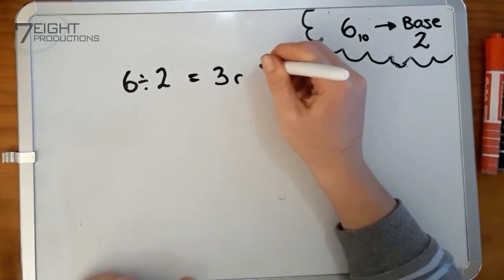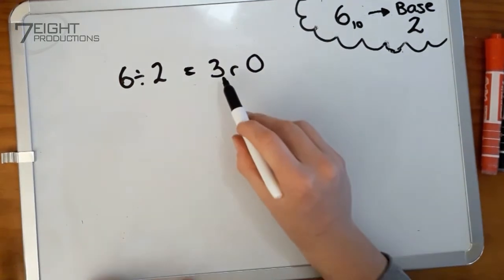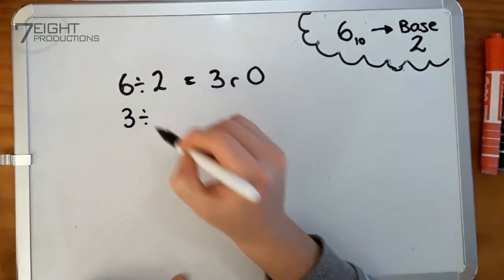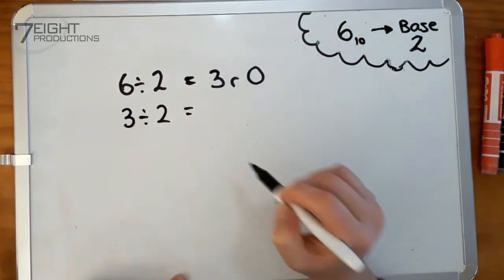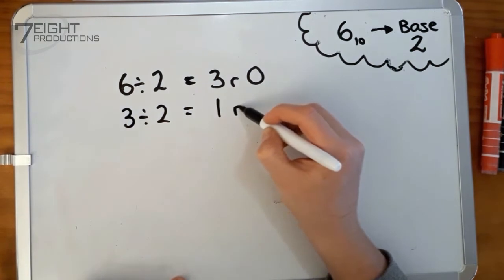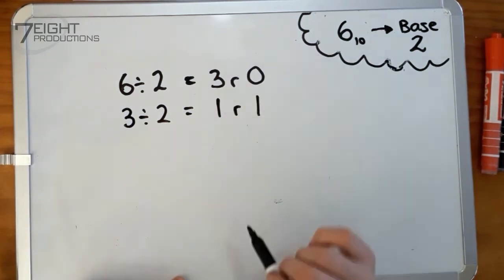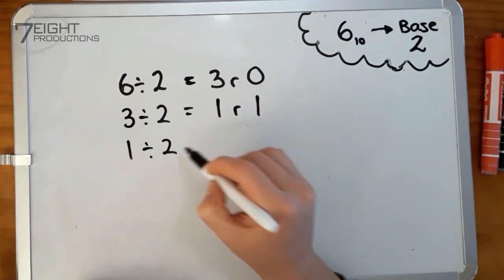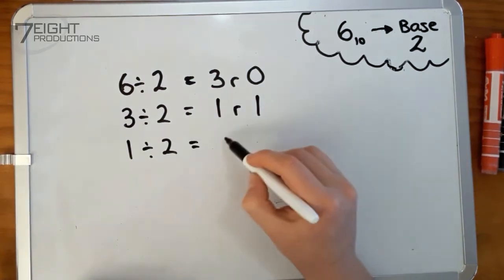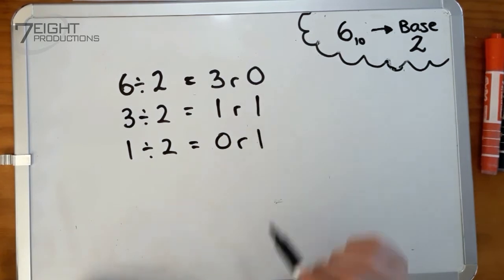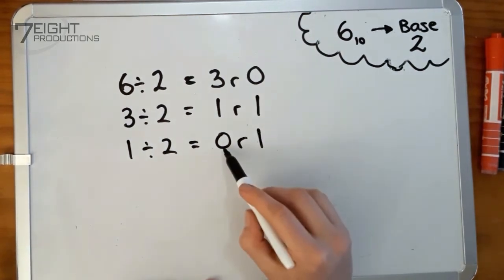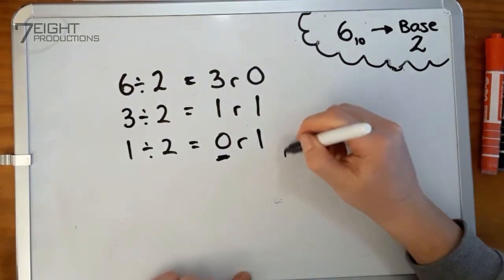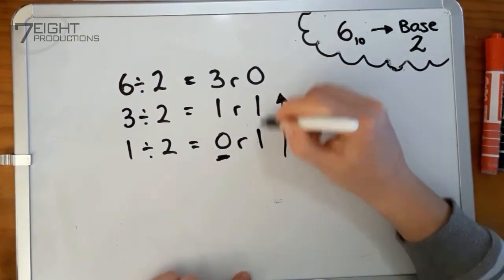Remainder what? Yeah, 0. Now we take this 3 and we divide it by 2 again. And that's equal to 1, remainder 1. We take this 1, we divide it by 2, and it goes 0 times, and there's a remainder of 1. Now that we get to 0 here, what do we do? That's right, we stop. And we're going to read our number from the bottom up.